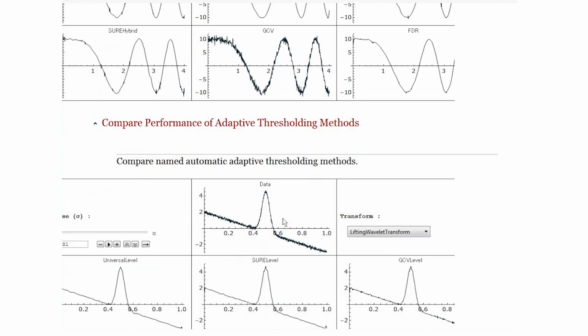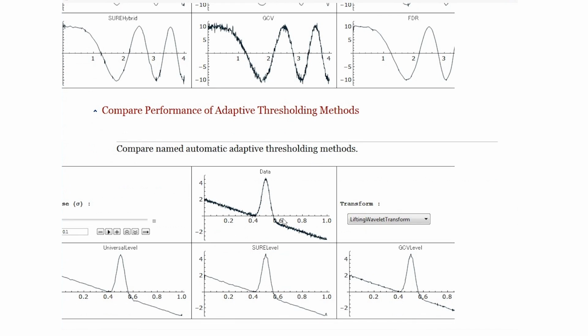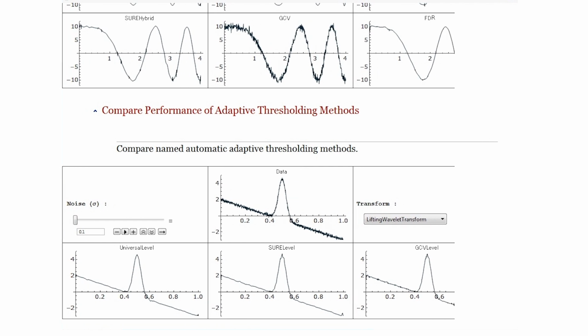You can also do a comparison of the different adaptive thresholding methods using a similar analog to what we just saw. The different adaptive thresholding methods are universal level, sure level, and GCV level. And when I increase the noise, you can see that adaptively it's doing a thresholding on all the coefficients, and it's able to keep the noise down significantly.